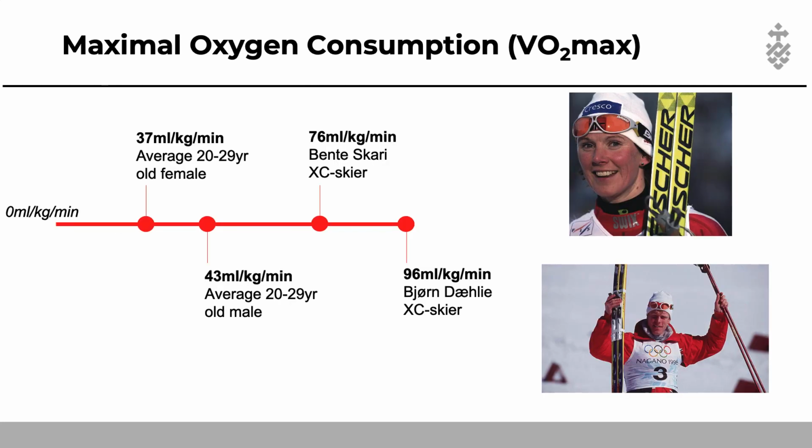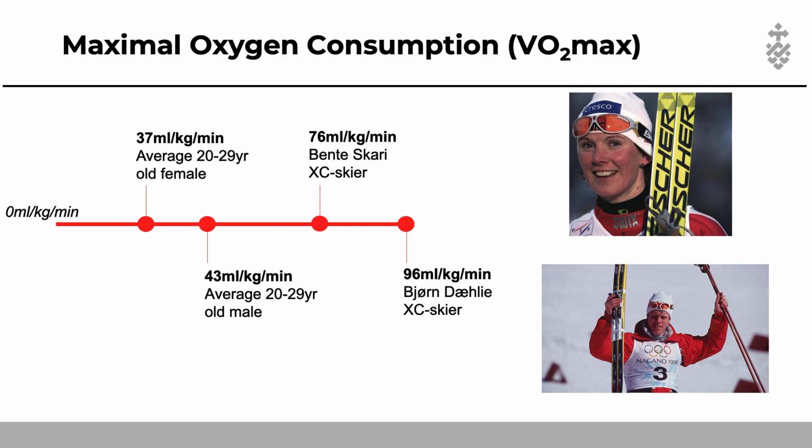All right, so to put things into a bit of perspective regarding these VO2 max numbers, here we see the results for an average 20 to 29-year-old female at 37 milliliters per kilogram per minute, and the average male a little bit higher, around 43 mils per kilogram per minute. Now, there's many sports that promote a high VO2 max. Common ones that you think of are cyclists or endurance runners. But it's actually the cross-country skiers that outdo them all in terms of aerobic capacity. A lot of the highest VO2 max scores ever recorded came from these cross-country skiers.